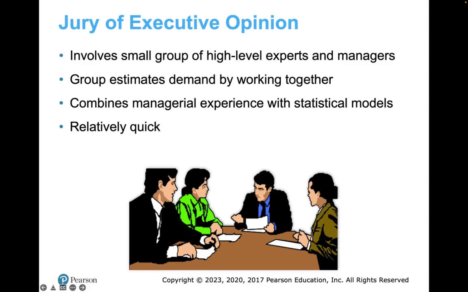Okay. Now, the disadvantage of this is that because we're all in one room, maybe you have somebody that's a little bit more vocal than someone else, and they say, yeah, it's going to be busy next week, and everyone just simply agrees. They nod their head, and that's it. So there is a disadvantage, or a likelihood, of groupthink bias. So that's something you have to think about with the jury of executive opinion.